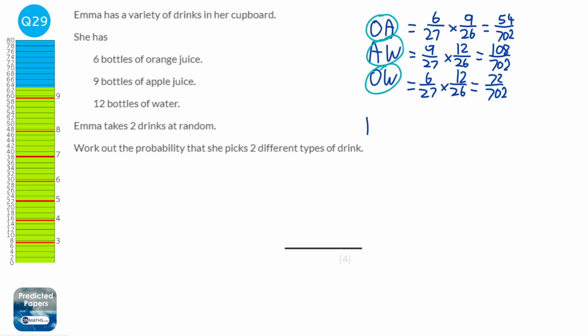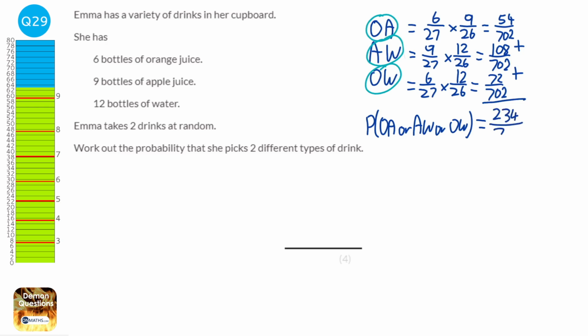So the probability of OA or, I should put that in brackets, probability of OA or AW or OW is these added together. And when you add them together, you get 234/702.